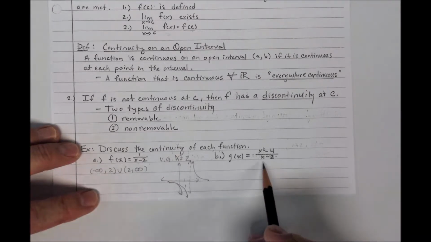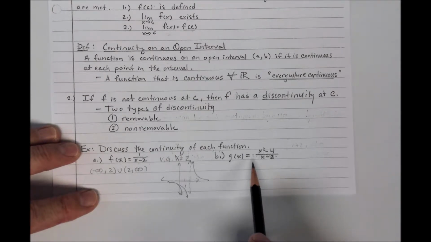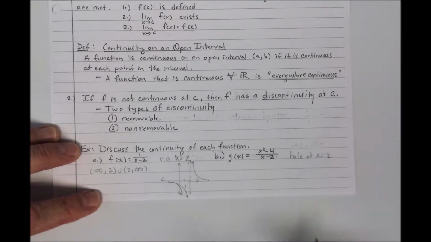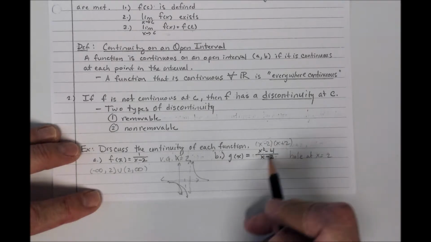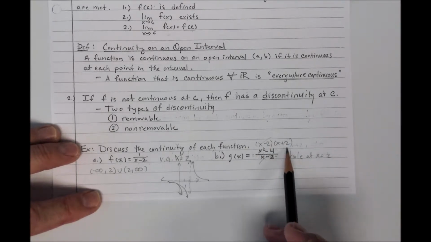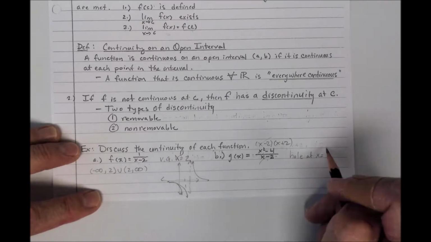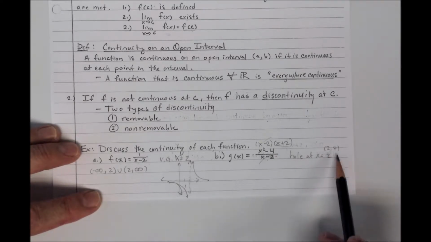By the way, this would be non-removable discontinuity, because we certainly have a gap here. This is going to negative infinity, this is going to positive infinity. Now over here, we also know that x cannot equal 2. But we don't have a vertical asymptote. We have a hole in the graph at x equals 2, because we know that x squared minus 4 is x minus 2 times x plus 2, and that these would cancel. So you would have y equals x plus 2, which is the equation of a line, except x can't be 2. So at the point (2, 4), because I would get 4 if I plug 2 in for x, we have a hole in the graph.